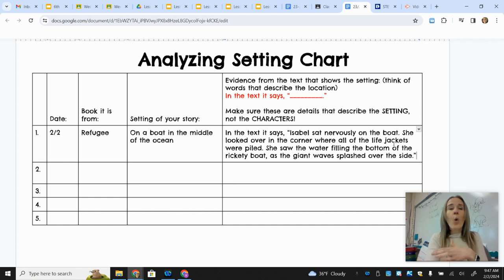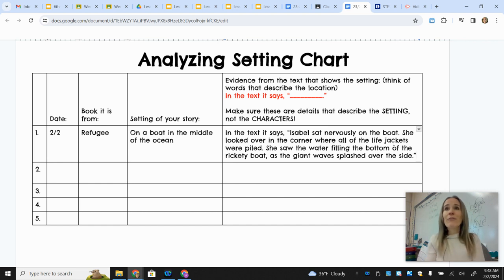I know that there's water filling the bottom of the boat, so I can picture that. It's been described as a rickety boat, which means it's kind of like in bad shape and falling apart. And then I can even picture the ocean waves being really huge and splashing big waves over the side into the boat. So now you're really able to picture that setting.